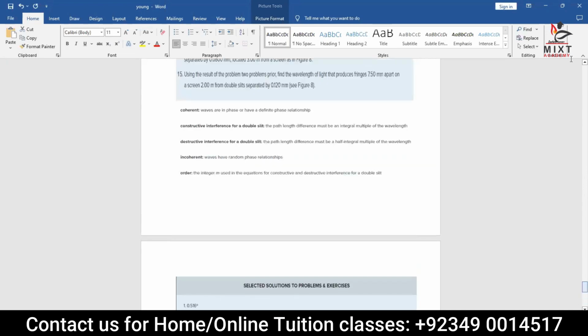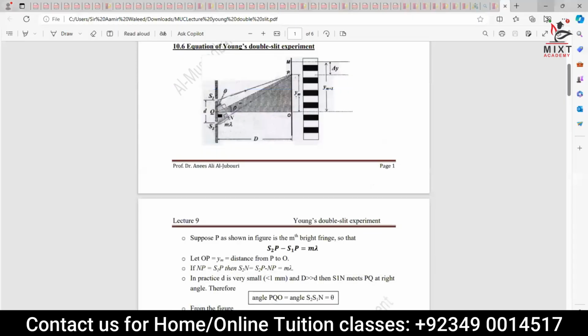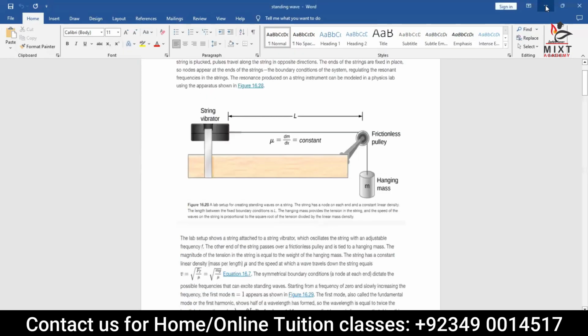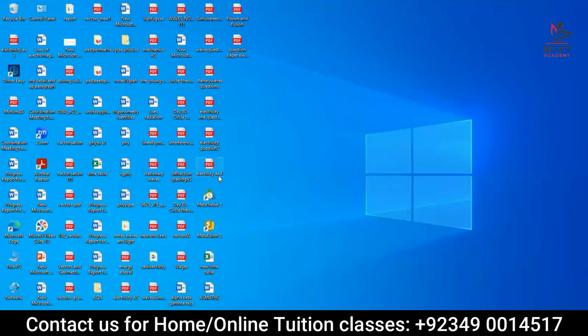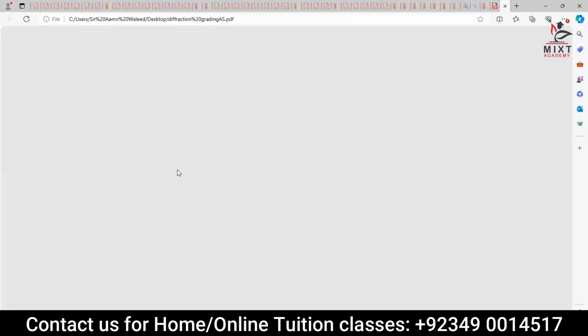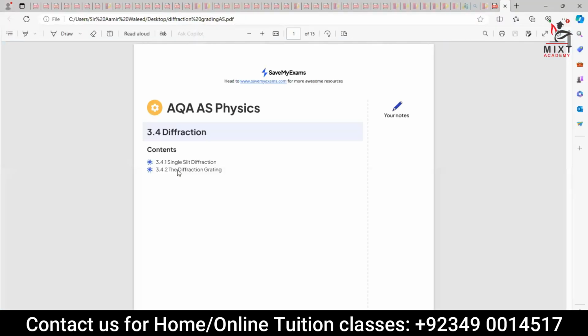Yes. Okay. Let's jump to diffraction grating, a new topic, a small topic, and almost the same one. No difference. Let me just check if it's there. Diffraction grating. Okay. Diffraction grating is here. Now, absolutely the same formula, everything the same. So what is the difference then?